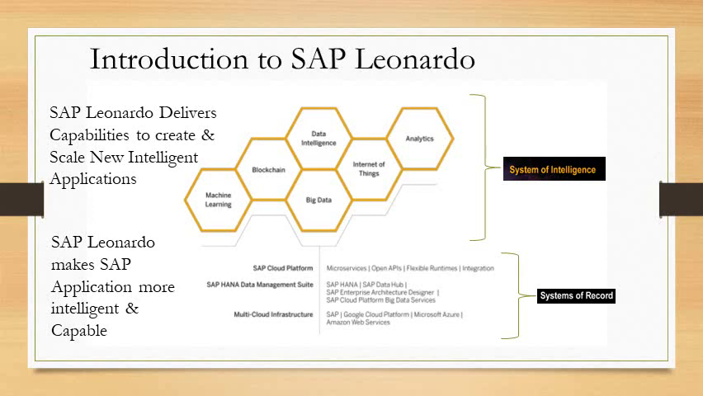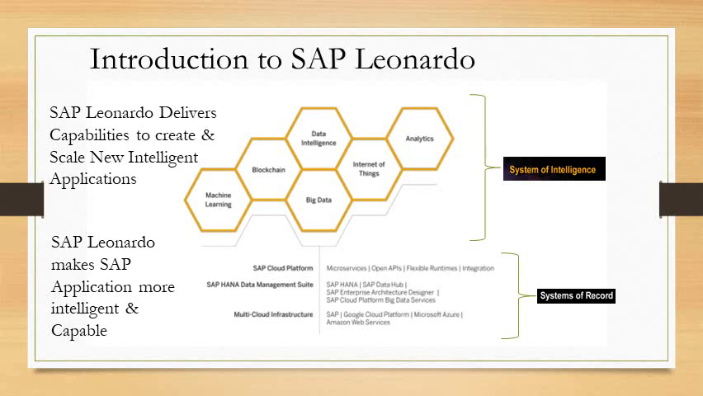And system of records is nothing but all your SAP applications like SAP Ariba, SAP Hybris, SAP HANA, SAP Data Hub, Google Cloud Platform, Microsoft Azure, and everything gets integrated at this level, and this is called system of records. SAP Leonardo makes SAP applications more intelligent and capable.